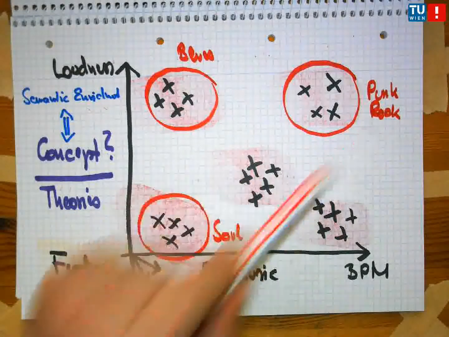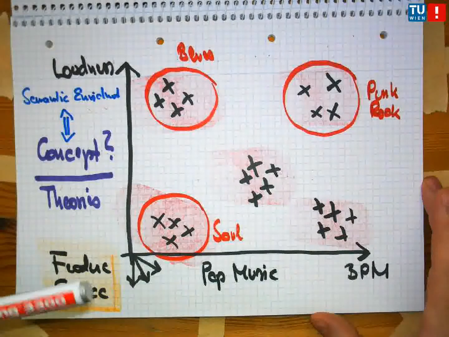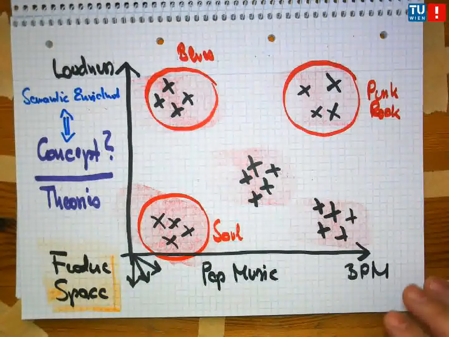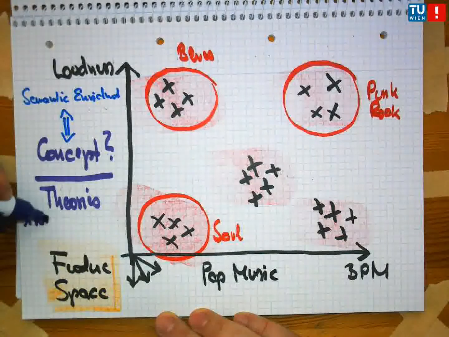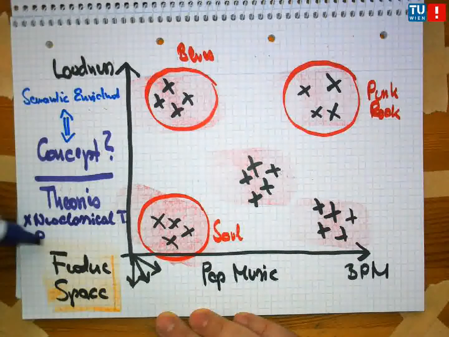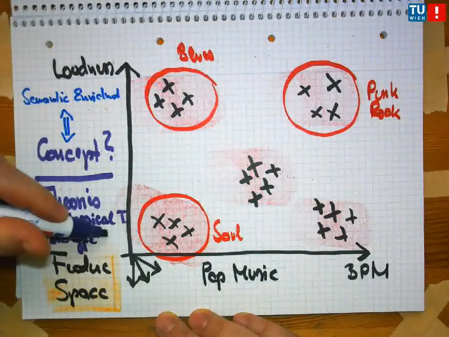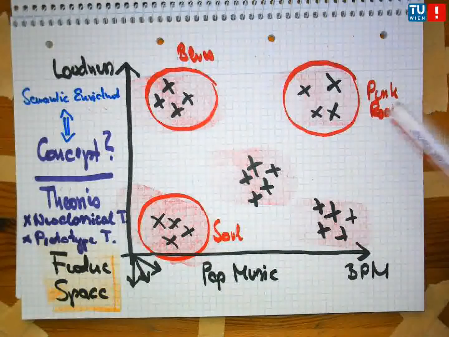But what do we mean when we say that? The exponents of concept theories essentially mean one of a handful of different notions. Of these handful of different notions, two are of paramount importance. One of them is the classical or neoclassical theory, the other one is prototype theory. So, let's have a look at how they are actually formed, or how they try to explain that we arrive from a number of dots at a concept like punk rock.